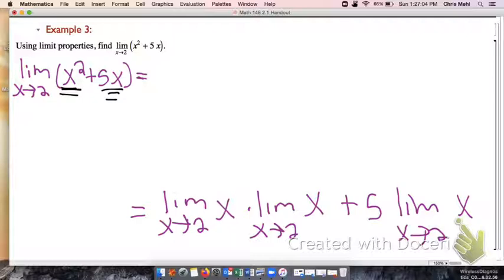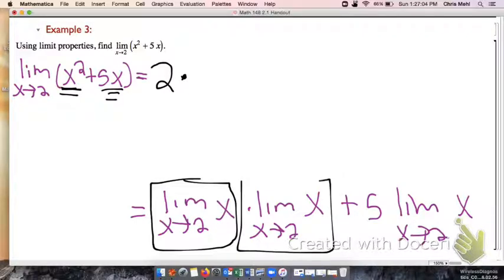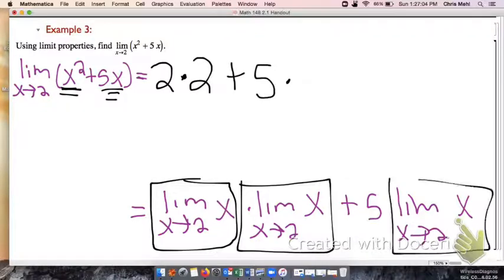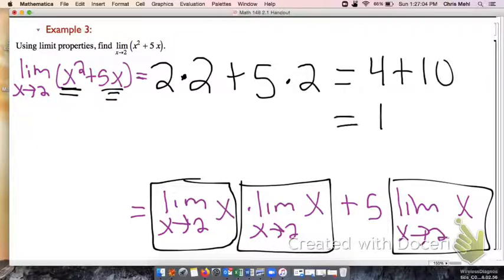And if you look at the bottom now, the limit as x approaches 2 of x, you saw up in the properties that that's just positive 2, times the limit as x approaches 2 of x, which is again just 2, plus 5 times the limit as x approaches 2 of x, which is again 2. 2 times 2 is 4, plus 5 times 2, which is 10. The limit ends up being 14.